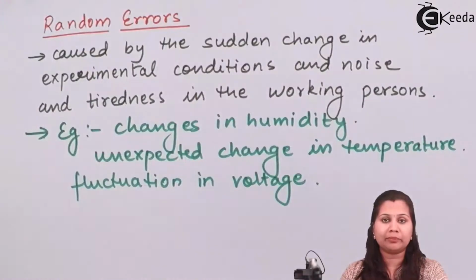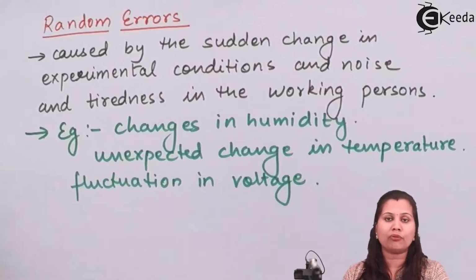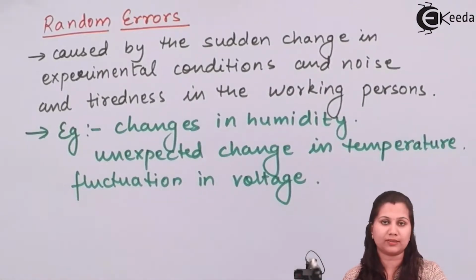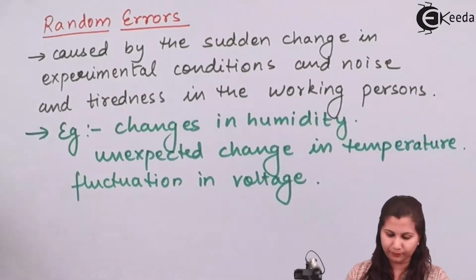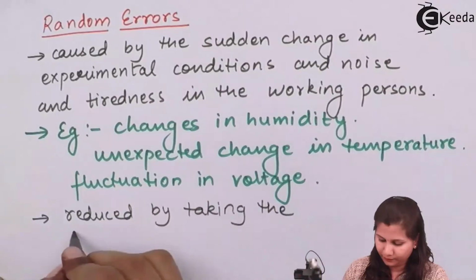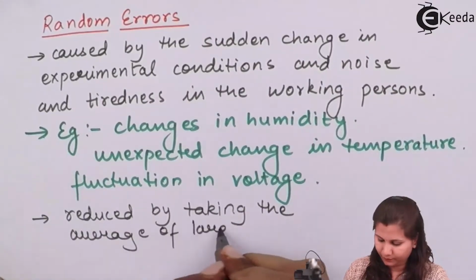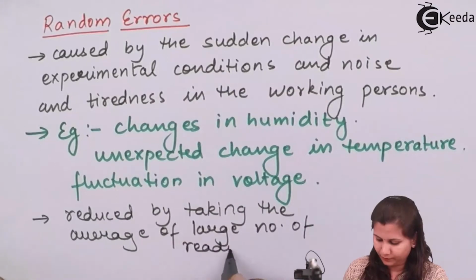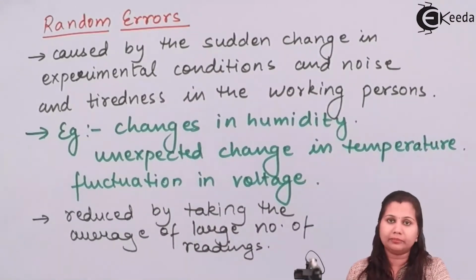Now these errors can be reduced by taking the average of all the readings which are taken, because we cannot make any changes in these experimental conditions. The experimental conditions have changed. Now we have taken all the readings, so we are going to take the average of all the readings so that an average value of the measured quantity can be obtained. So these are the random errors.